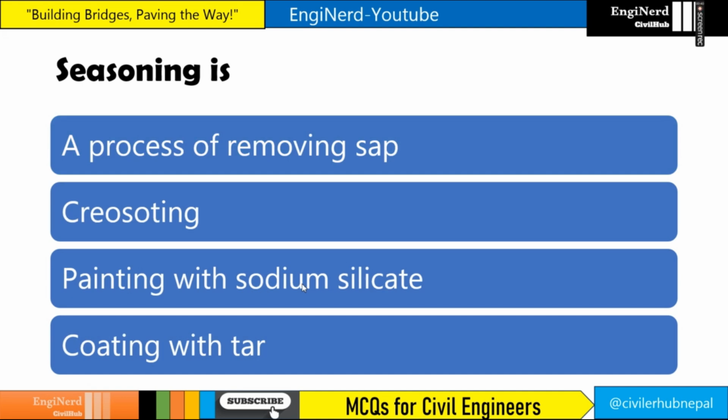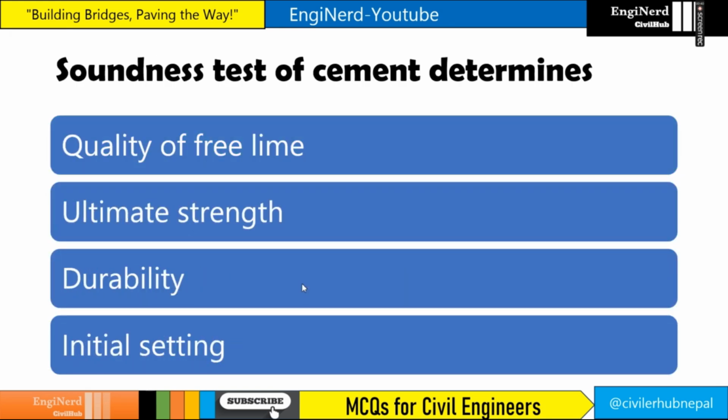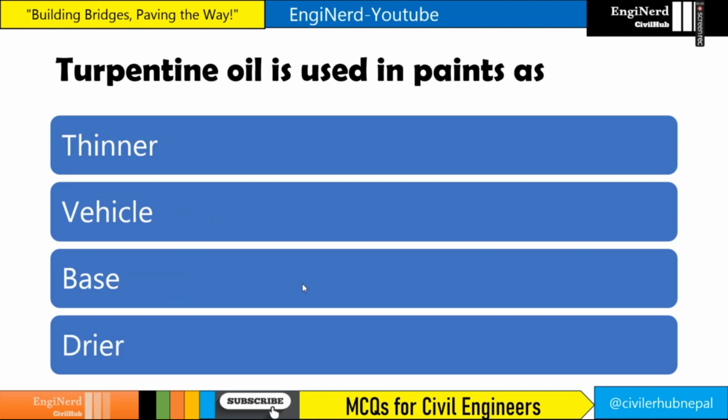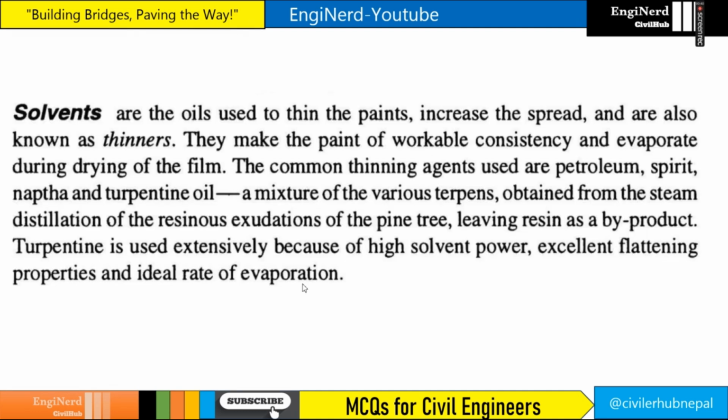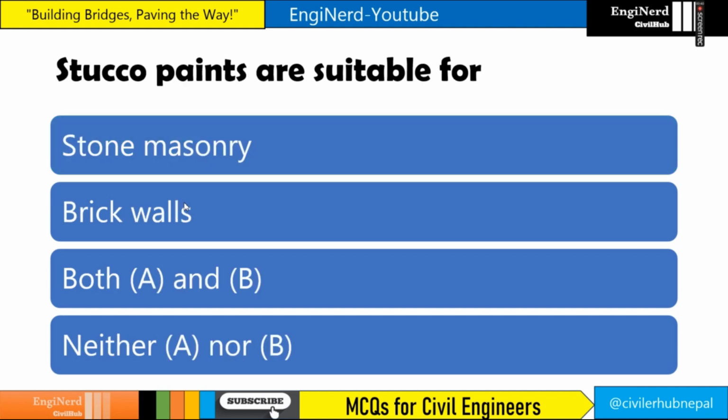Seasoning is the process of removing sap, right? This is the answer. And the hardness test of cement determines the quantity of free lime, right? The answer is quantity of free lime. Turpentine oil is used in paints as a thinner. So if you see in the solvent, which is also known as thinner, there is turpentine oil, right? So the answer is thinner.